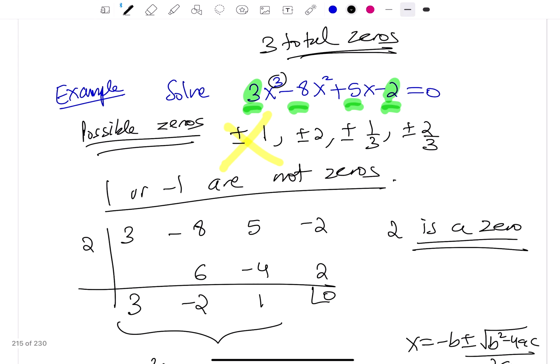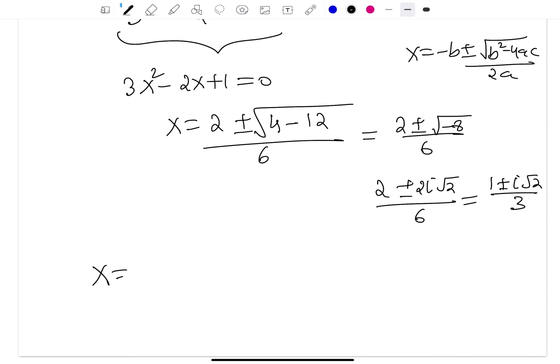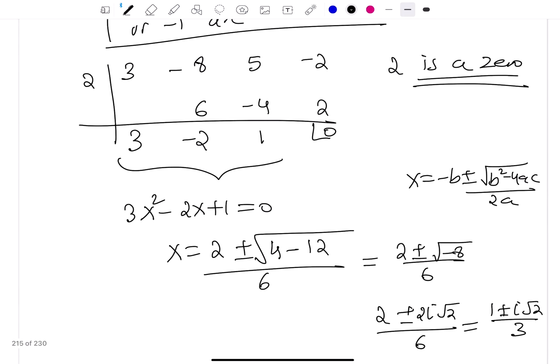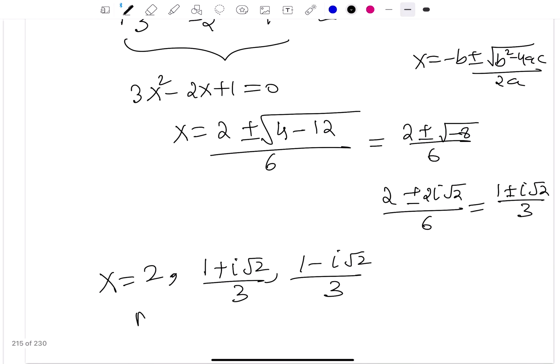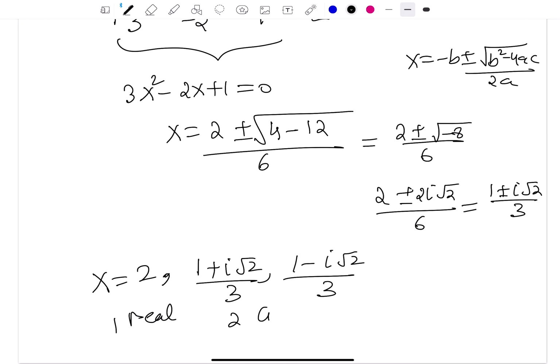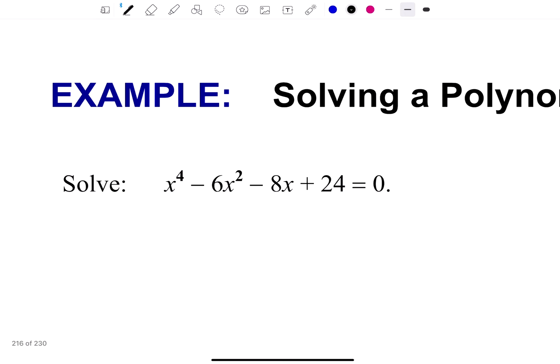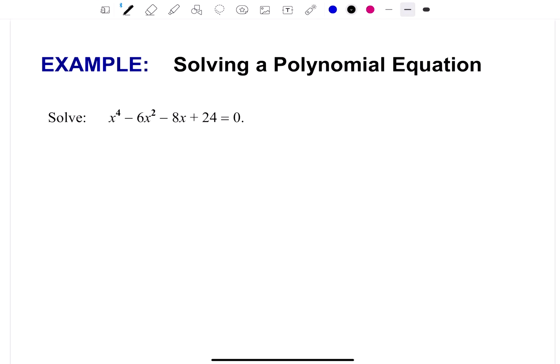So all the zeros for this polynomial, solutions for this polynomial, or roots or zeros, are going to be x equals 2 and 1 plus i root 2 over 3, 1 minus i root 2 over 3. There were 3 total zeros, and there's 1 real 0 and 2 complex zeros. Complex zeros always occur in pairs, so you can have 2 or 4 or 6 complex zeros for any given polynomial. See another example. I'm going to solve this polynomial equation.